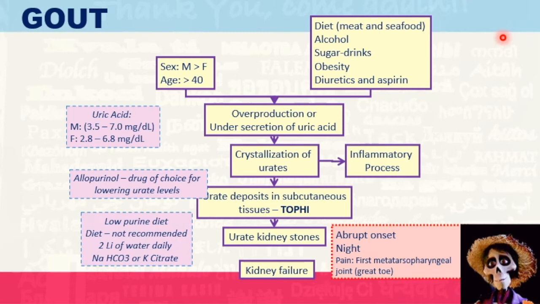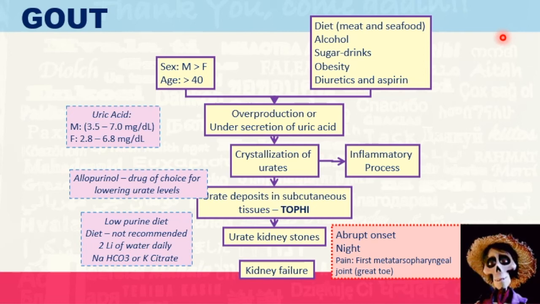Other than that, your patient would have the recommendation to take a low purine diet. So when we talk about low purine diet, it is not advisable for them to take internal organs. It's not advisable for them to take meat products. They need to be decreased. And then take note that they need to have 2 liters of water daily. And then they are usually advised to have your sodium bicarbonate and potassium citrate.